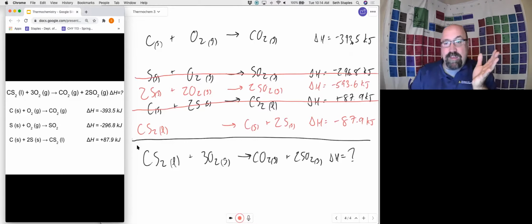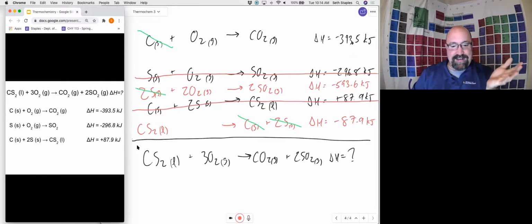And so we can start to look at things that can cancel out. We have carbon as a reactant, carbon as a product, so that can disappear. We have 2 sulfur as a reactant and 2 sulfur as a product, and so that can disappear. And now let's look at everything that we have left. We have 1 O2 as a reactant and 2 O2s as a reactant. So that adds up to our 3 O2s.